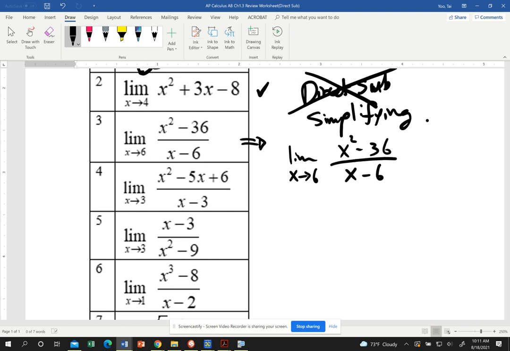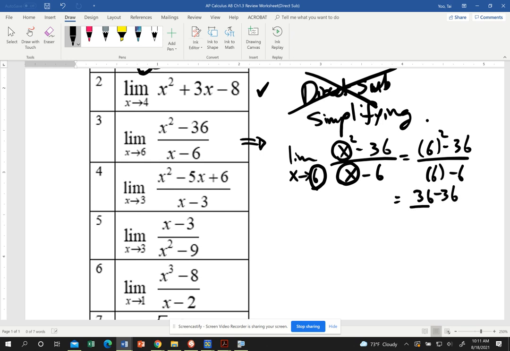All right, pay attention to me, please. If I use direct substitution, I'm taking 6 and plugging it into x and x. So this is 6 to the second power minus 36 over 6 minus 6. So what do we get on the top? Isn't it 36 minus 36? Isn't it 6 minus 6? So what do we get on the top? 0, and then what do we get on the bottom? 0. Do you know the answer of 0 over 0? It is undefined.